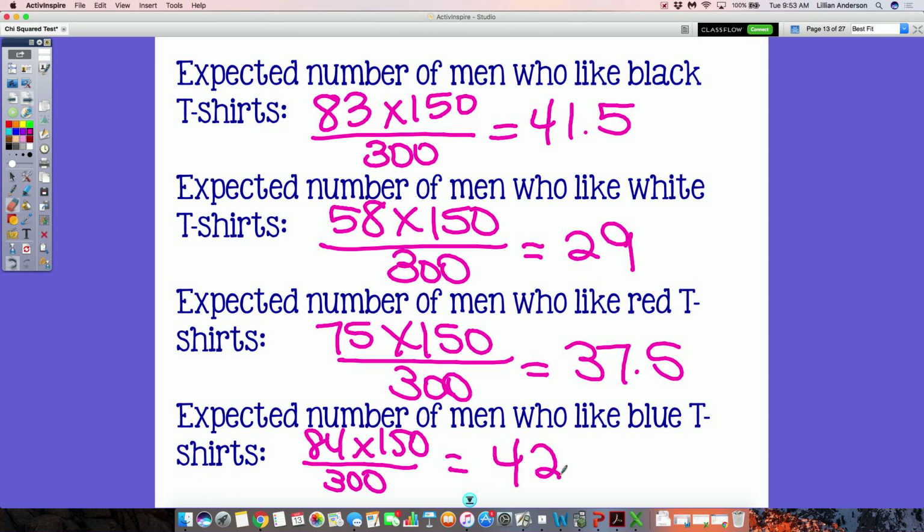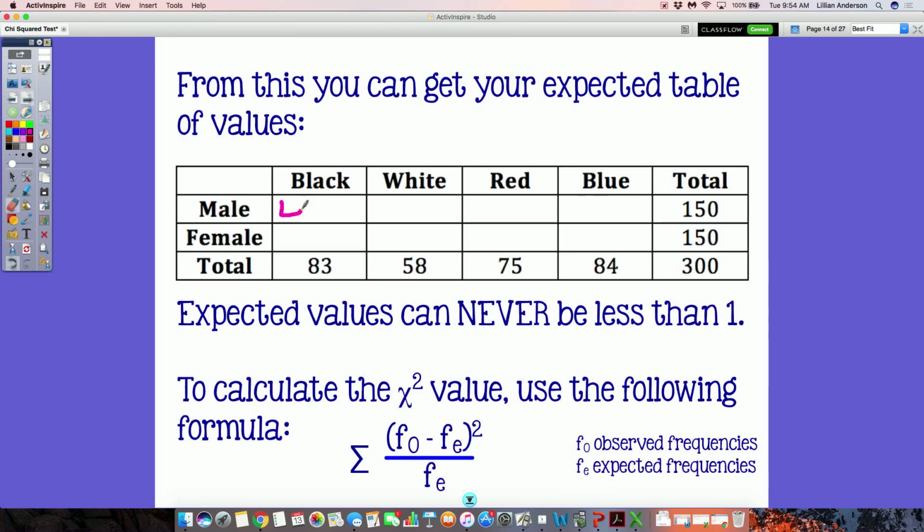Okay. All right. That's how you figure out those expected values, or the expected number. Yes, they'll end up being the same for the men and women because they have the same totals. So that is what's going to go into our expected frequency table. 41.5, 29, 37.5, and 42. Again, these numbers won't always be the same. The reason they are the same is because the totals for the males and the females were the same.